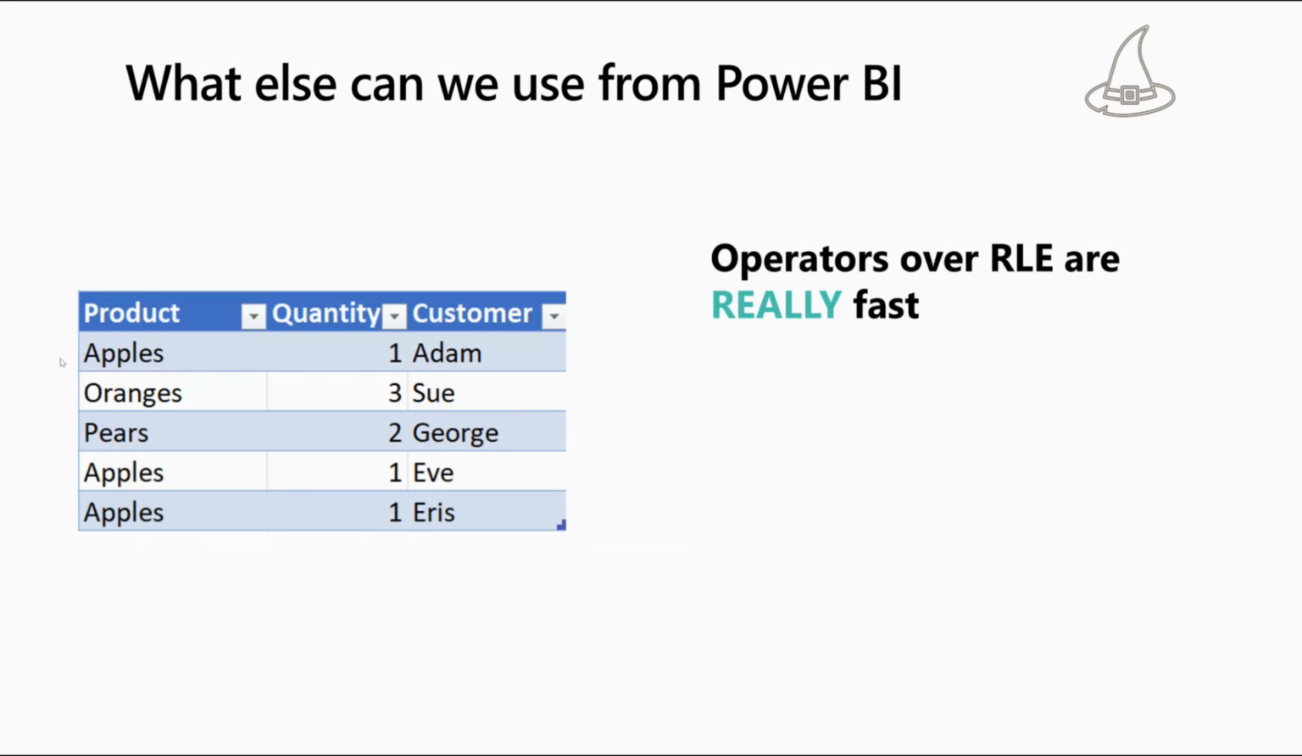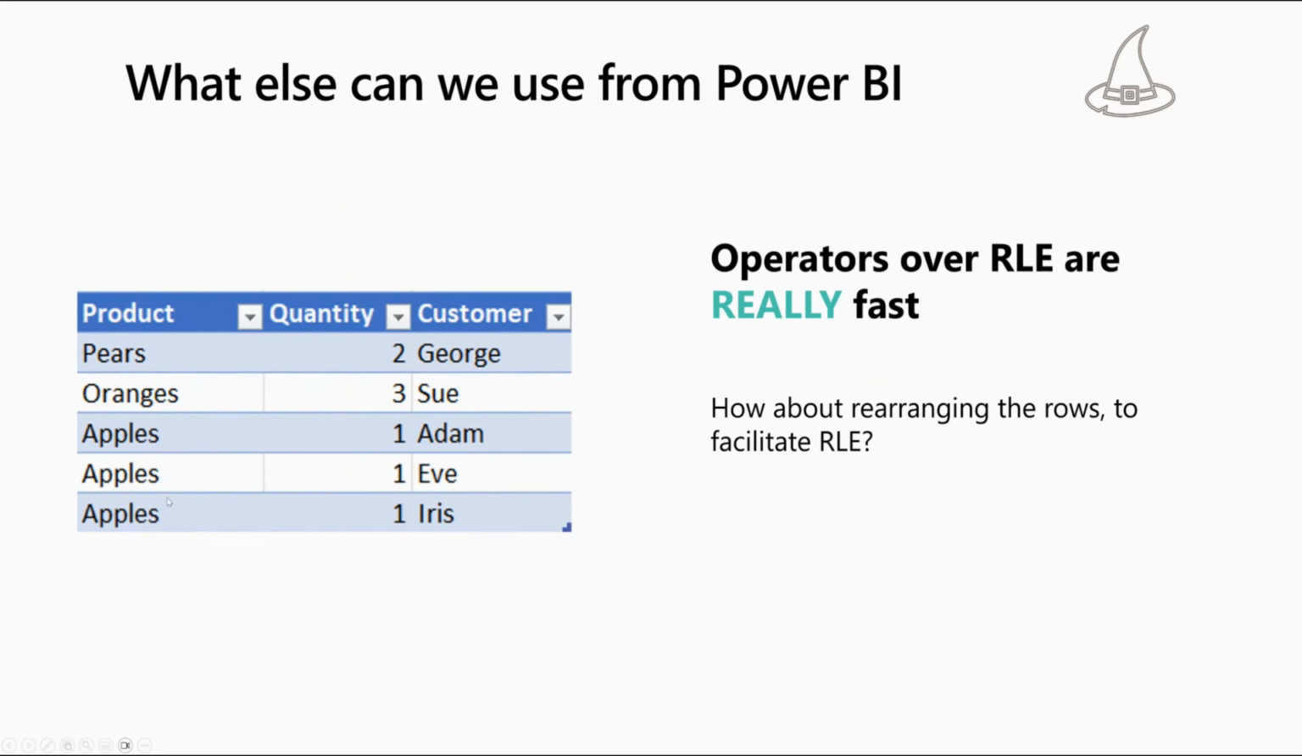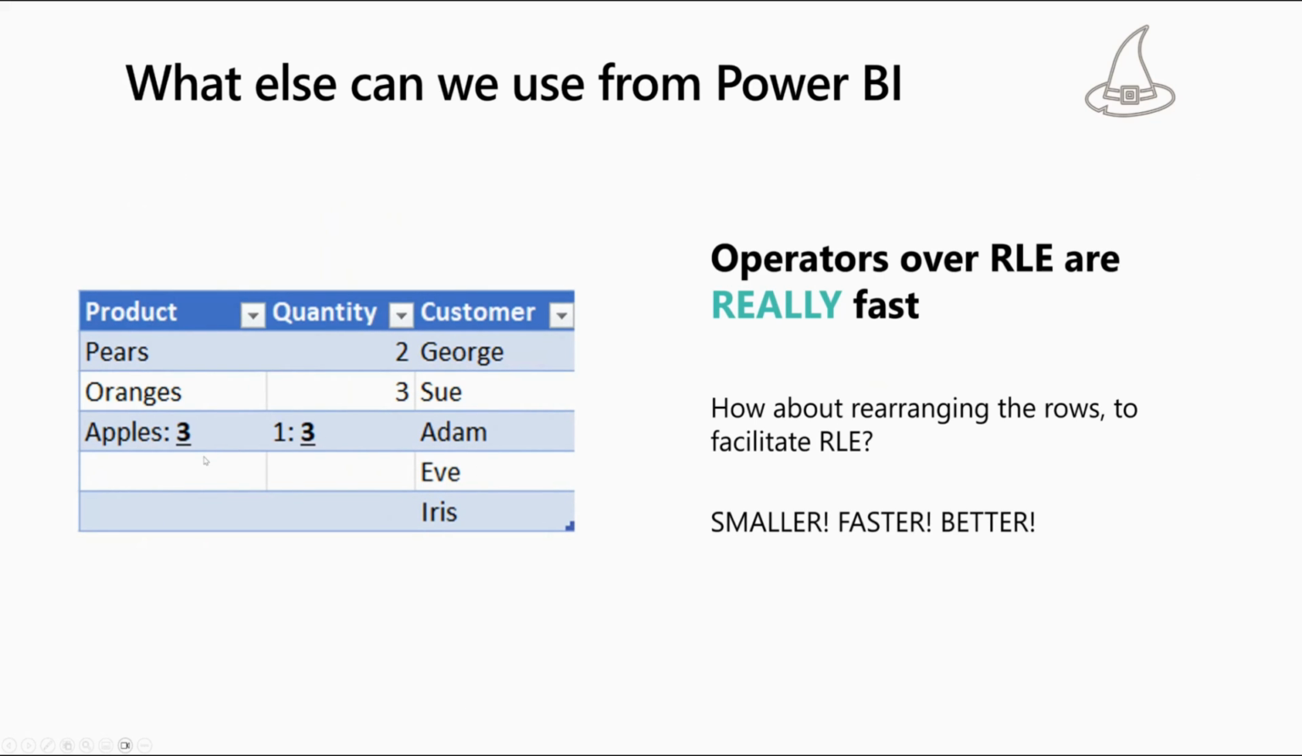Now, let's see what else is that we can use from Power BI. I was telling you that operators over run length encoded data are really, really fast. So how about we rearrange the rows to facilitate this RLE compression? You see, if I'm flipping these two rows, apples and pears, I'm going to get 3 occurrences of apples, and all of a sudden, my RLE compression has a longer sequence here. Therefore, it is smaller, it is faster, it is better, all in all.